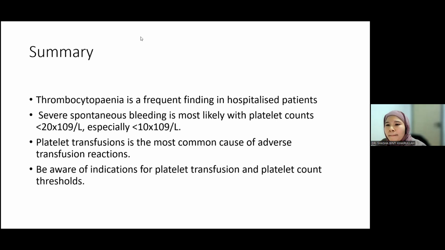Thank you, Dr. Shasha, for the very interesting talk. I think we have two questions in the chat box. Number one, would platelet function be a useful parameter to determine risk of bleeding rather than the numbers? As platelet function becomes an easier parameter to monitor?